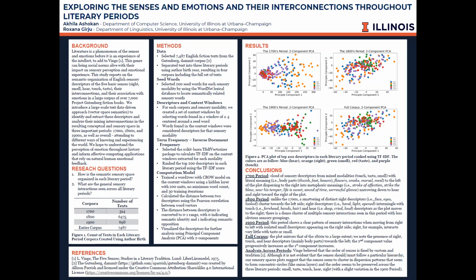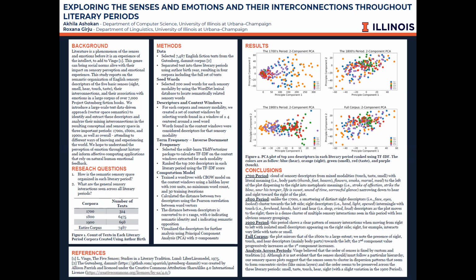First of all, I would like to talk about the broad impact of this work. Humans are social creatures that rely on senses to perceive the world and convey emotions. The organization of sensory spaces in different literary periods can give us clues about the perception of emotion throughout history and inform us about how to strengthen emotion and empathy in affective computing applications that rely on natural human emotion feedback.